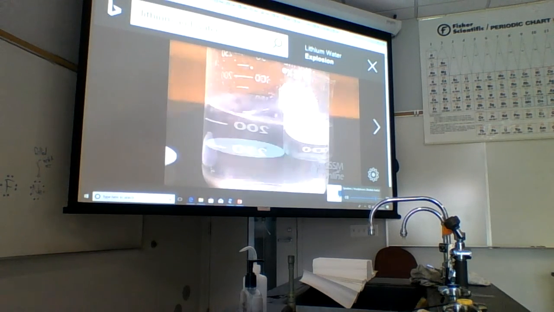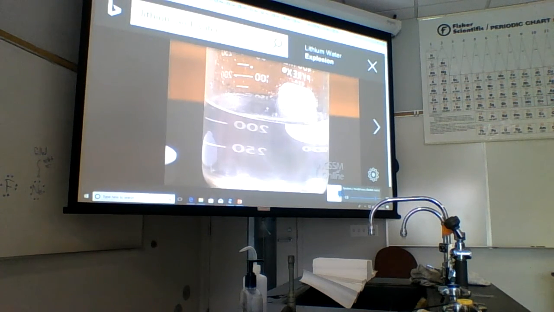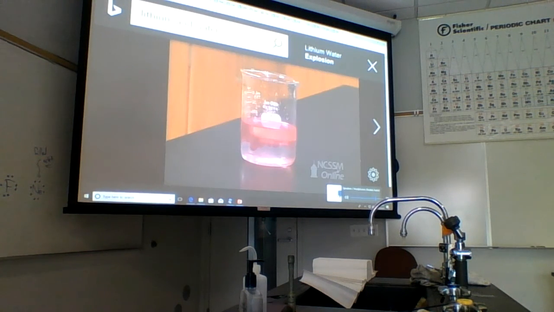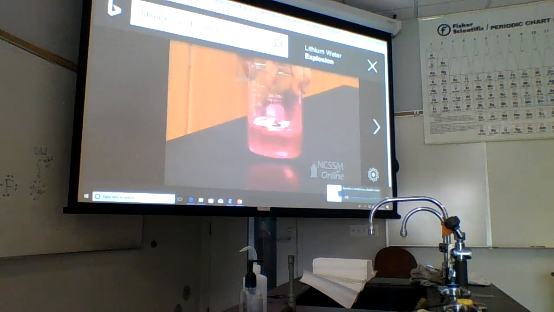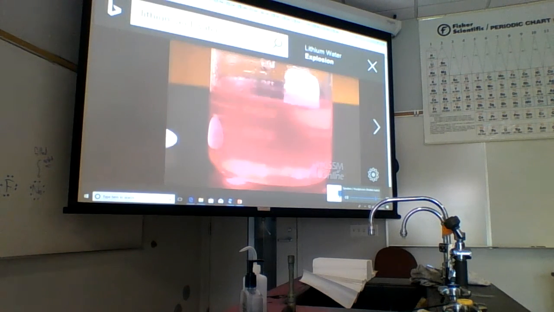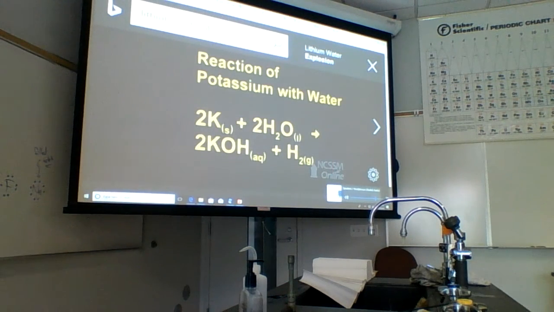The reaction is very exothermic, and the hydrogen that's produced ignites. We can test for the formation of potassium hydroxide by adding phenolphthalein. The solution turns red-purple due to the formation of potassium hydroxide. Okay, that was potassium. Take a look at sodium.